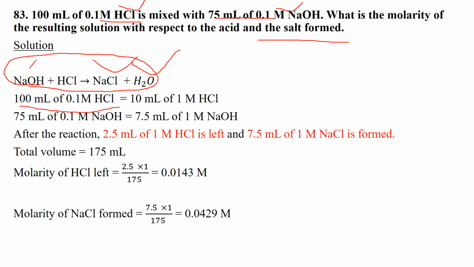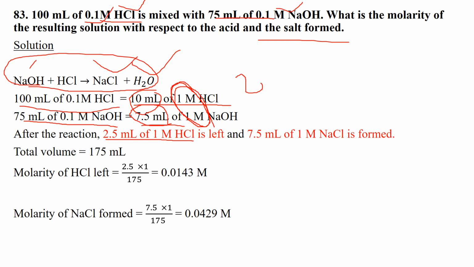100 ml of 0.1 M HCl is given. In case of HCl, molarity is equal to normality. So 10 ml of 1 M HCl, and 75 ml of 0.1 M NaOH is 7.5 ml of 1 M NaOH. We have to make the same strength of both NaOH and HCl so that we can add or subtract. After the reaction, 2.5 ml of 1 M HCl is left. 1 M HCl solution having volume 10 ml, then 1 molar NaOH solution having volume 7.5 ml.